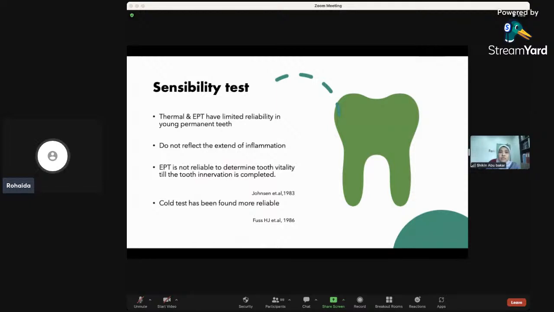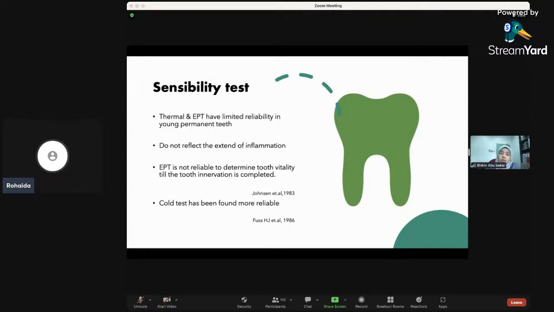Okay, this is the issue with the sensibility test. Things we have to bear in mind: normally for thermal we do a cold test, and EPT has limited reliability in young permanent teeth. Sometimes patients can't appreciate the sensation when we do a sensibility test. And the sensibility test will not definitively tell us the extent of the inflammation, how deep the bacteria have gone in.